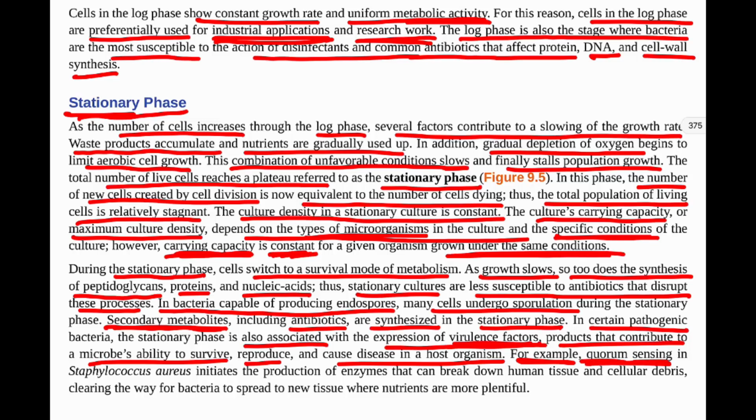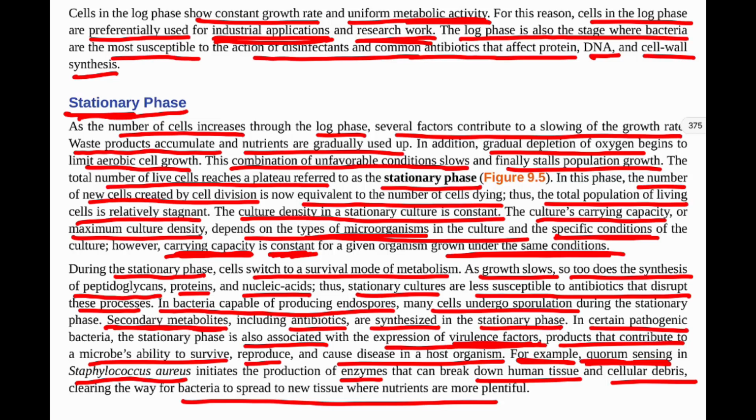Staphylococcus aureus initiates the production of enzymes that can break down human tissue and cellular debris. And so this organism, the Staph aureus, is going to sense that there aren't a lot of nutrients. It's going to sense that there are a lot of cells around it, for example, human cells, actual body cells inside of our body. And it's going to start making enzymes that are going to kill those cells so that the bacteria can spread to new tissue where there are more nutrients. So it's going to send out these enzymes, kill off the stuff that's around it so it can get to a space where there's more nutrients.